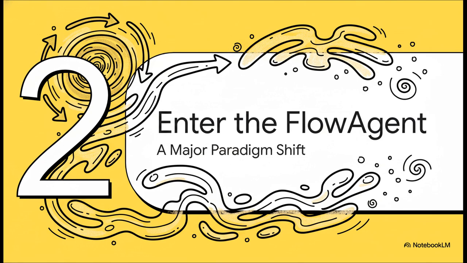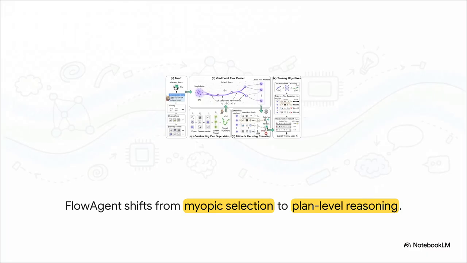Enter the FlowAgent. This represents a huge paradigm shift away from explicit, discrete tool labels. Let's see how this builds a totally new framework. Taking the user input and the current context state, the system doesn't just jump straight into picking a discrete tool. Instead, it moves into what's called a conditional flow planner. Here, the system actually maps out a macro-level continuous trajectory in a latent space before it ever commits to a specific discrete action. It provides a global planning perspective to ensure the execution actually stays coherent.